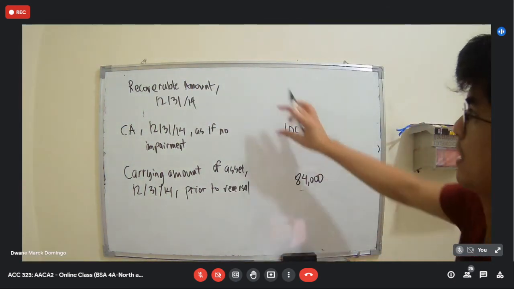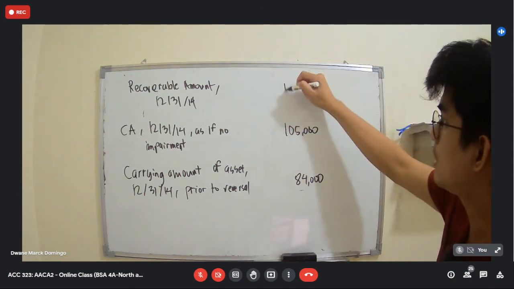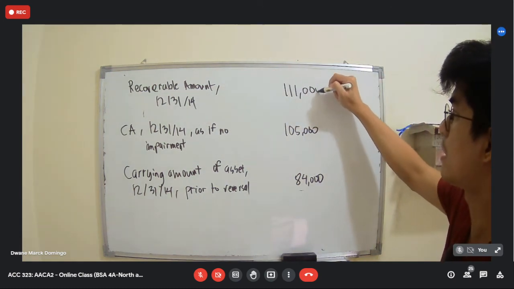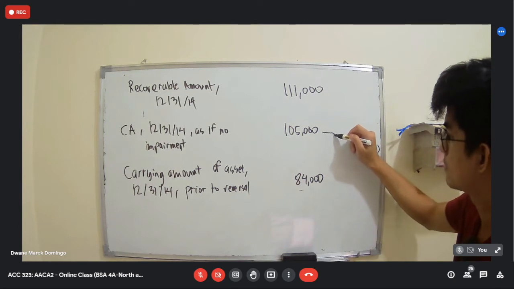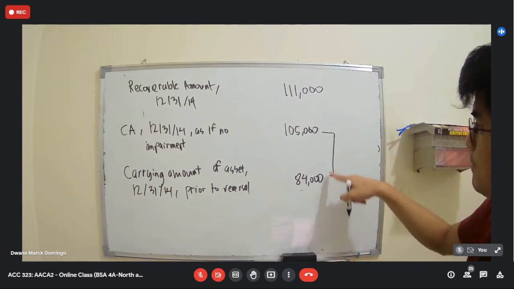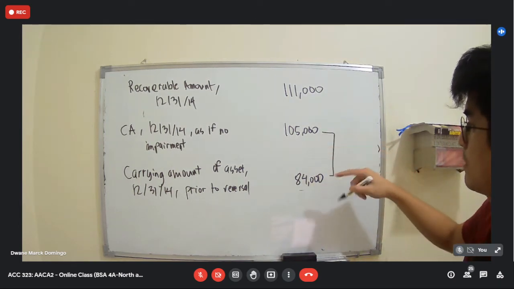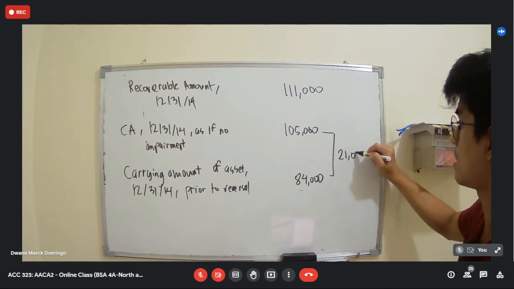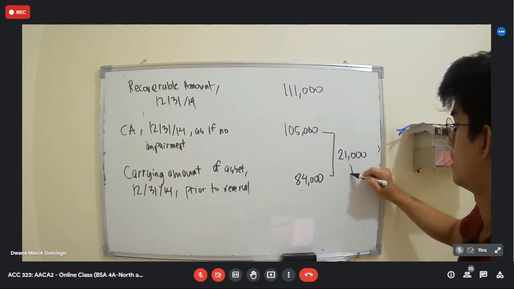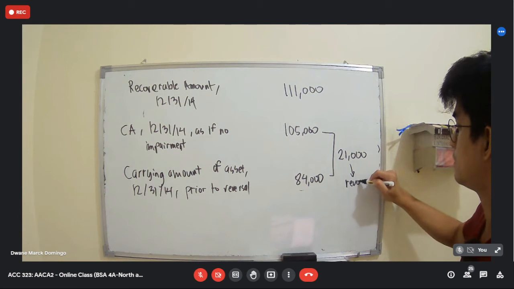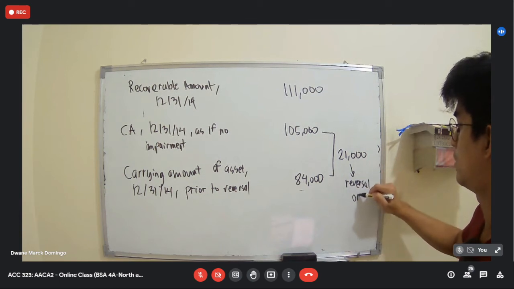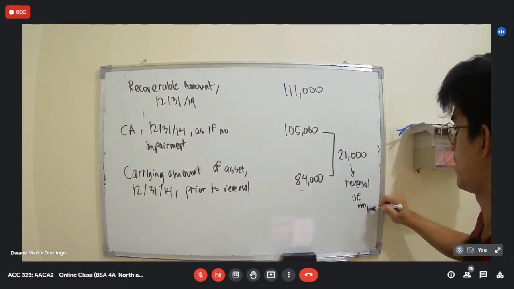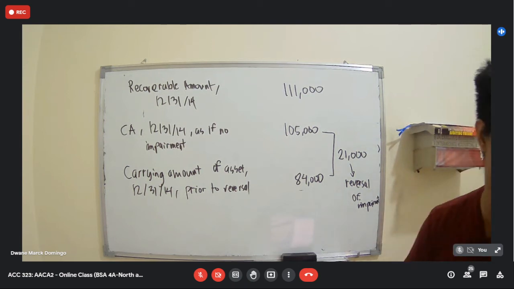12/31/2014. So, meron tayong recoverable amount dito, amounting to 111,000. So, ito, from 84,000 to 105,000, so 21,000, this is considered your reversal of impairment. So katulad lang din ng cost model.